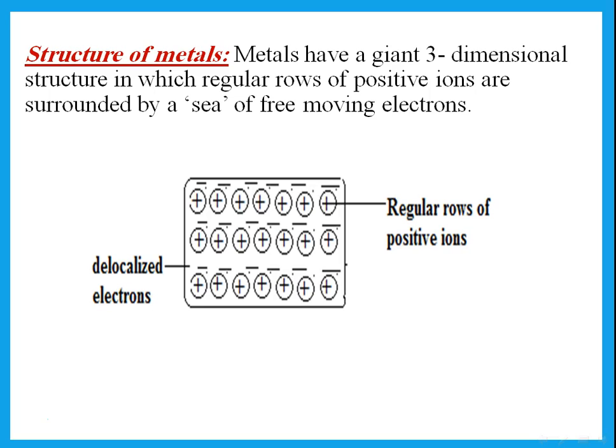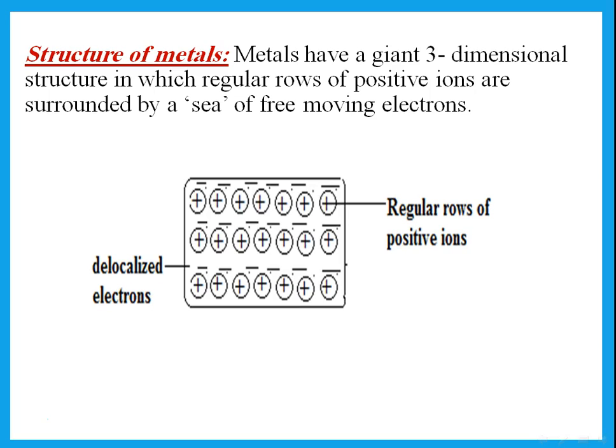So we've done this before, but you should remember that when you're asked to explain the structure of metals, you should remember to say that metals have a giant three-dimensional structure in which regular rows of positive ions are surrounded by a sea of free-moving electrons. So we said metals basically are solids, so they are made up of regular rows of something. Now, regular rows of what?